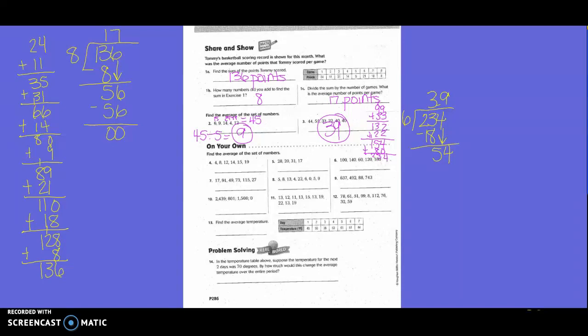On your own, find the average of the set of numbers. You are going to do 4 through 13 with your partners, and then we'll go over them here in a little bit and see what you got.